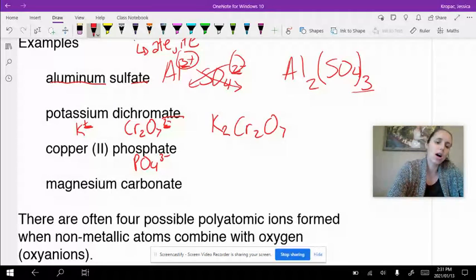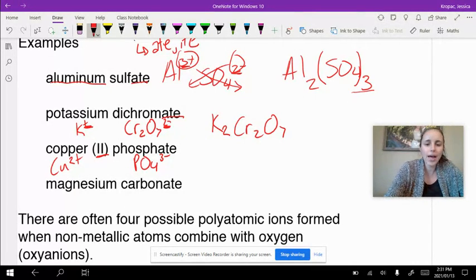The trick here is that copper is actually a multivalent metal. It's got multiple oxidation states. So this Roman numeral is actually telling you what the oxidation state of copper is. So copper in this case actually has a charge of 2+.